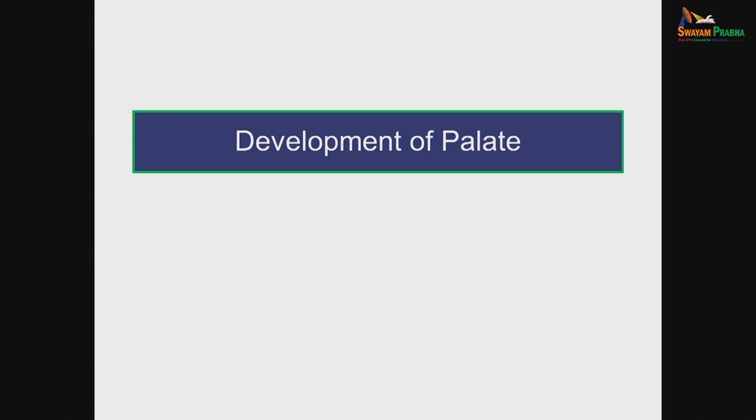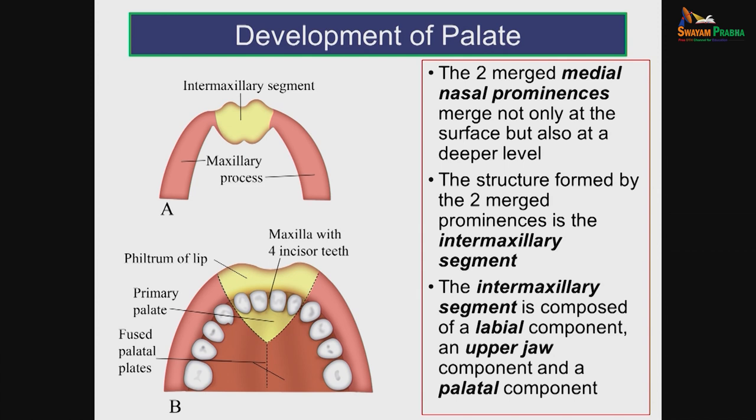Having understood the development of the face and the various congenital anomalies of the face, we will move into the development of the palate. We have already seen that the medial nasal processes or prominences merge. The two merged medial nasal prominences fuse not only at the surface level but also at a deeper level. The structure formed by the two merged prominences is called the intermaxillary segment. These are the maxillary processes.